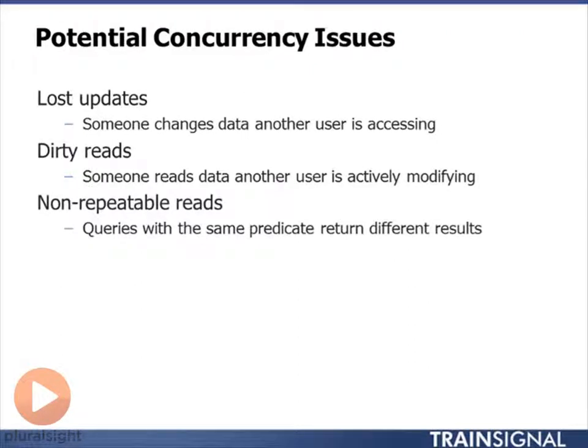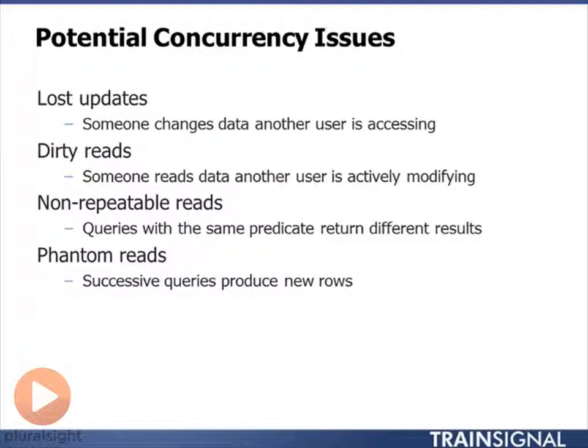A non-repeatable read is when I execute a query, I get back, let's say, 5 rows, I execute that exact same query as part of the same transaction, and I get back 5 rows, but there's different data inside of there. Contrast that with what's known as a phantom read. A phantom read is where I issue a select statement, I get back 5 rows, and inside of the same transaction, I issue the exact same select statement, and now I get back 6 rows. That 6th row is a phantom read.